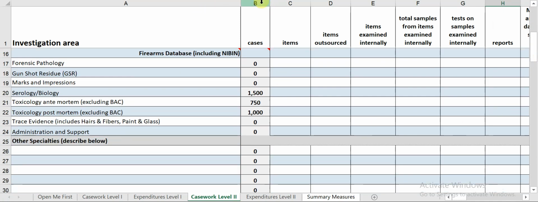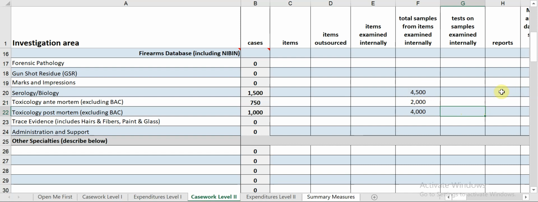You'll notice that what you had entered on the prior page is going to appear here. So let's just give some key here with respect to samples. Let's suppose there's 4,500 samples taken there. In the case of toxicology antemortem, let's suppose there were 2,000 samples. In the case of toxicology postmortem, let's suppose that there were 4,000 samples, whatever it might be.